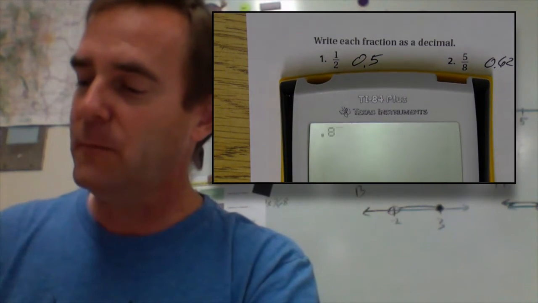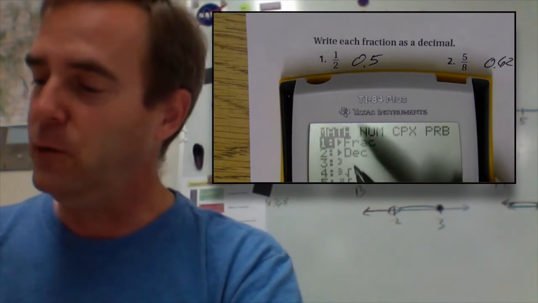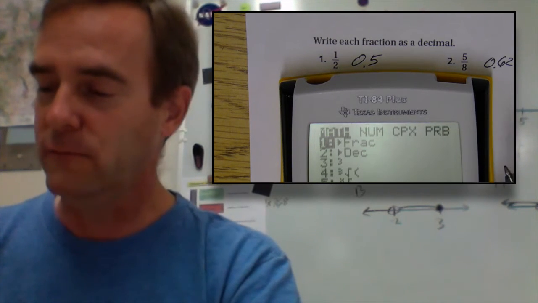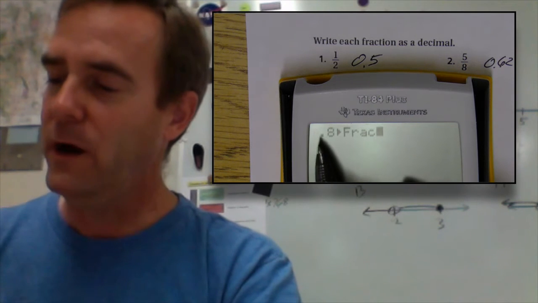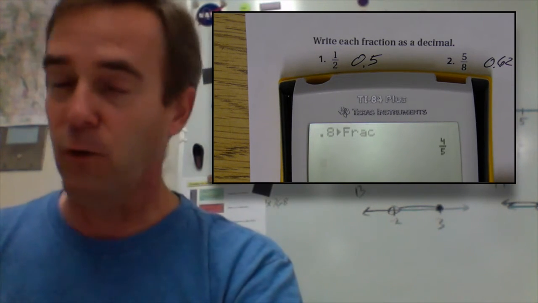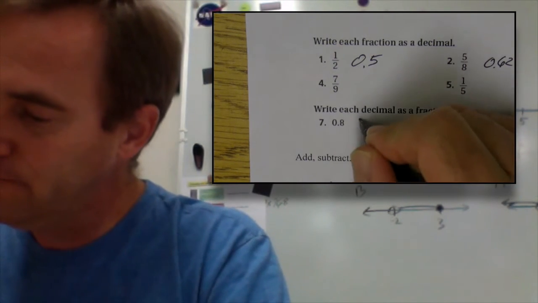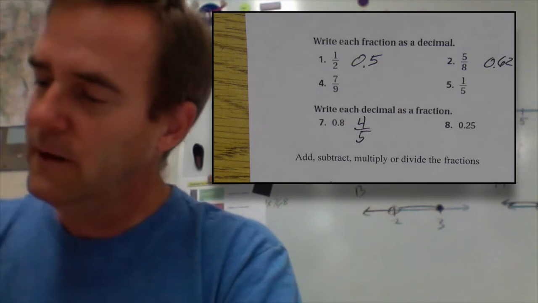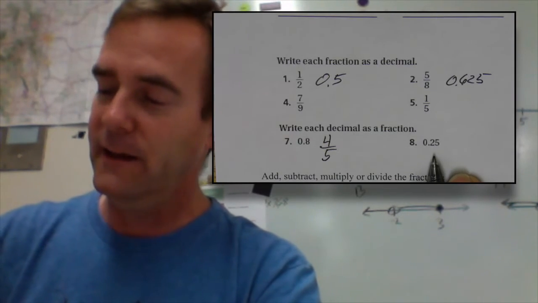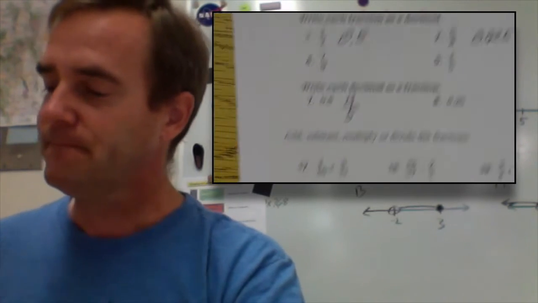While 0.8 is on my screen, I'm going to hit the math button, and one of the options under the math menu is convert to fraction. 0.8 converted to a fraction is 4/5. There's our answer for that one. Simple enough. All you do is enter the decimal, hit the math button, and then convert to fraction.